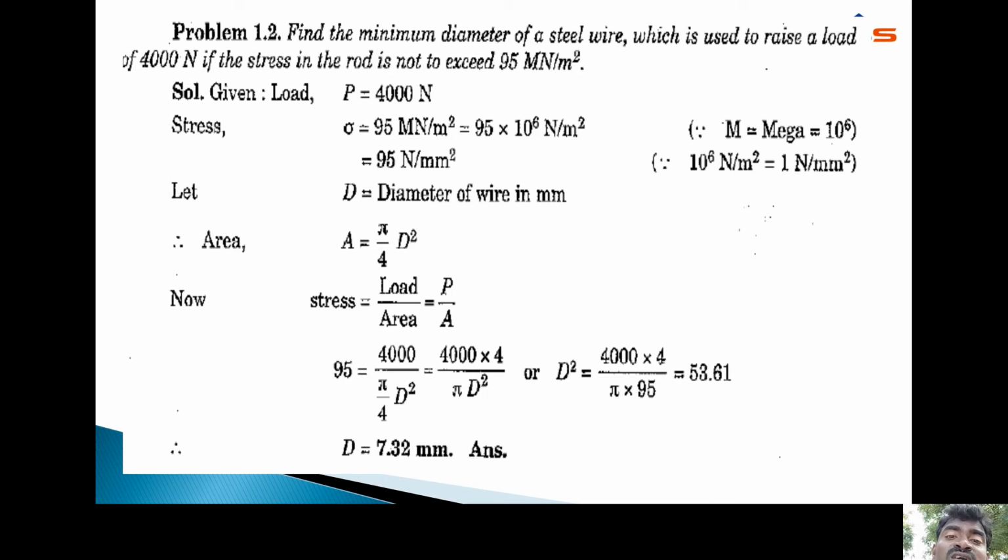We can find out the minimum diameter of the steel wire. d is the calculated value. Stress means load by area. Load means 4000. Area means pi by 4 into d square. Stress is already given in the problem, 95 newton per mm square. All values are substituted in this equation: 95 equal to 4000 by pi by 4 into d square. We can calculate the d value as 7.32 mm. Okay, this is the small problem.